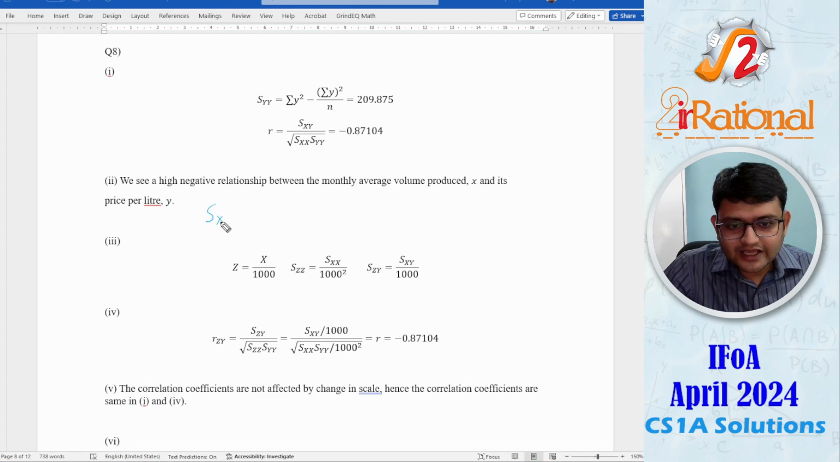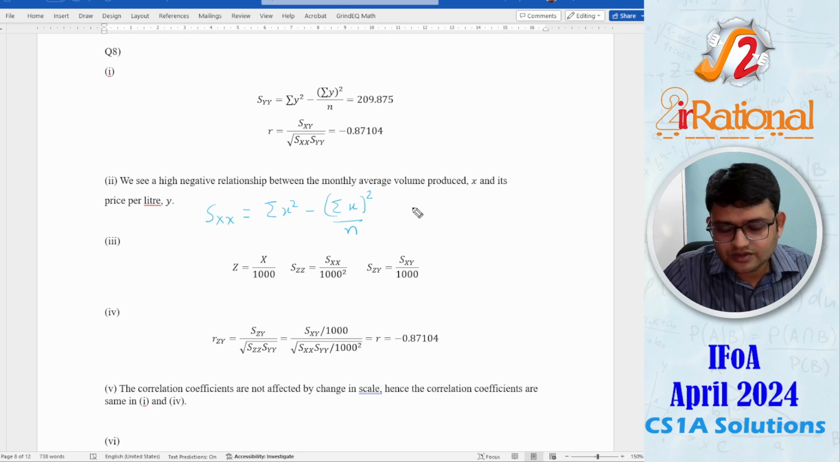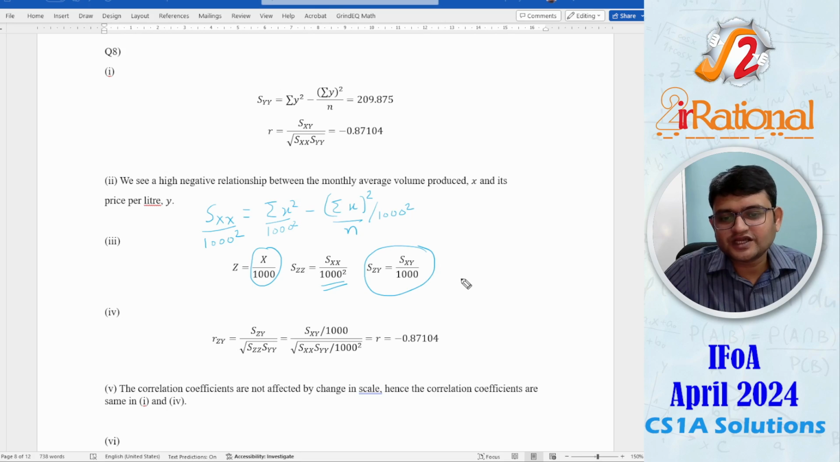You can show that SXX is summation x square minus summation x the whole square by n. So if you put Z as x by 1000, you will have upon 1000 square here and similarly upon 1000 square. So clearly it would be upon 1000 square here as well. So SZZ would be SXX upon 1000 square. I have also written for SZY just so that I don't get confused later on.